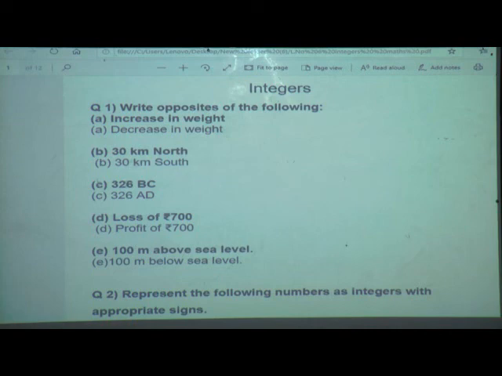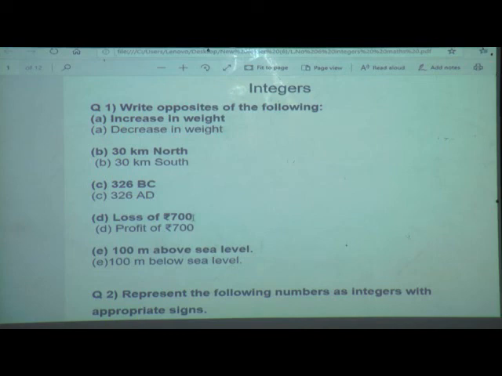Okay. Next question, 326 BC. BC means before Christ. It is the symbol which we use to represent a particular year. So BC means before Christ, and opposite of BC is AD, after death. So opposite of BC is AD. So 326 BC, the answer is 326 AD.